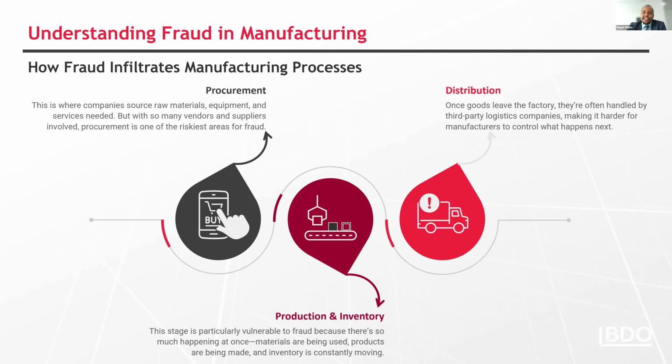You'll find materials are being used, products are being made, inventory is constantly moving, and most factories that we've seen never stop. They operate 24 hours. And one common scheme in this stage is phantom production, where employees will falsify production records.